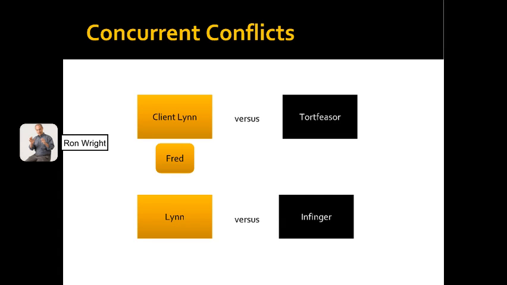Concurrent conflicts also come up in less obvious settings. So let's say Lynn has a bunch of lawsuits going. She's suing tortfeasor, and Fred represents her in her suit against tortfeasor. But Lynn is also involved in litigation at the same time against infringer, somebody who infringed on her patent or her other intellectual property. In that setting, can Fred represent the infringer? And the quick answer here would be no, Fred can't do that.